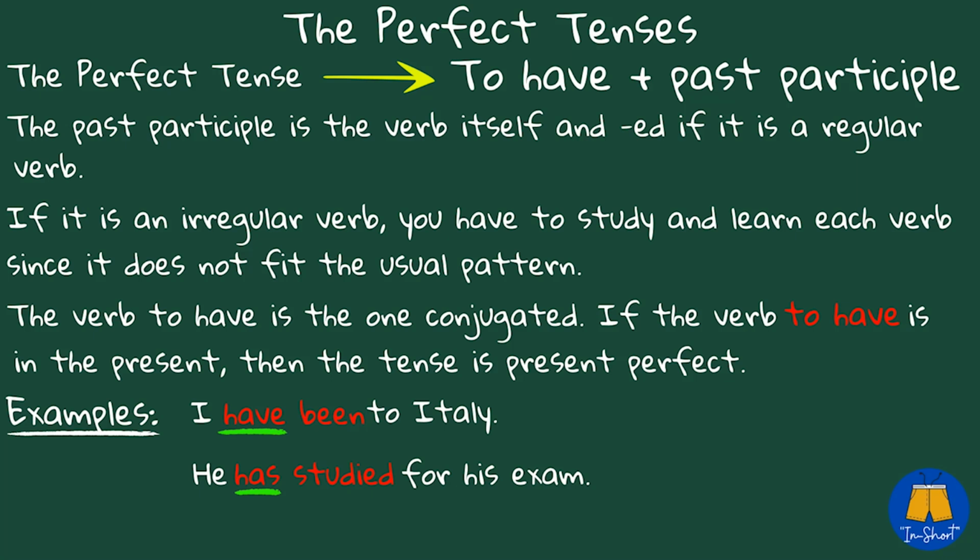Notice that in the first sentence, the verb to be is an irregular verb and its past participle is been. In the second sentence, the verb to study is a regular verb and its past participle is studied.